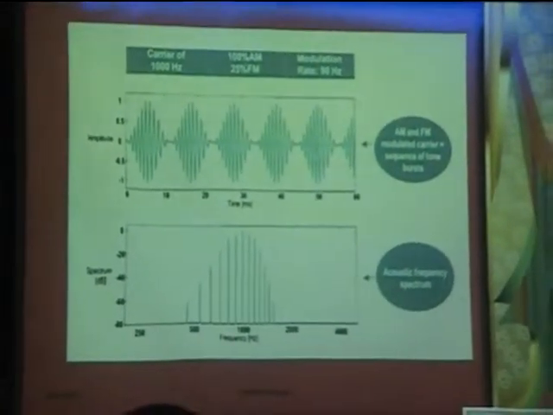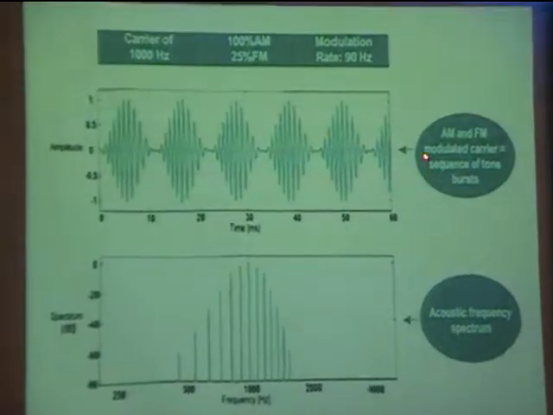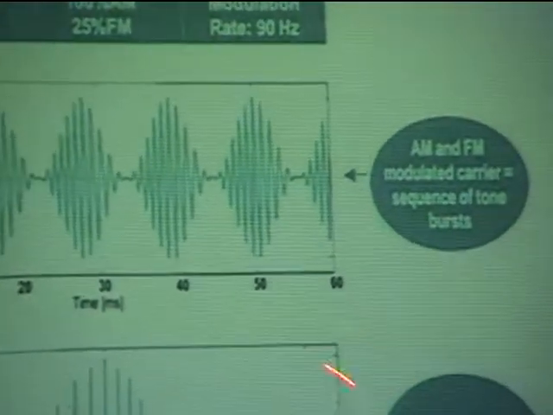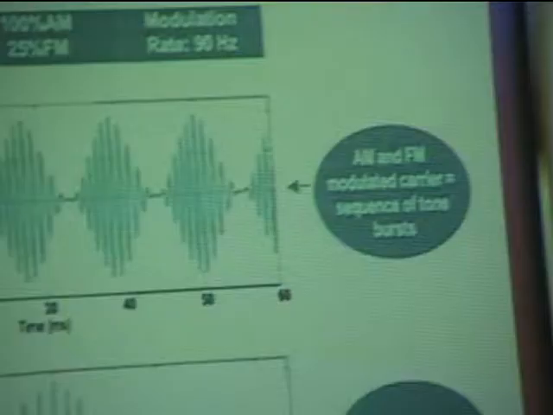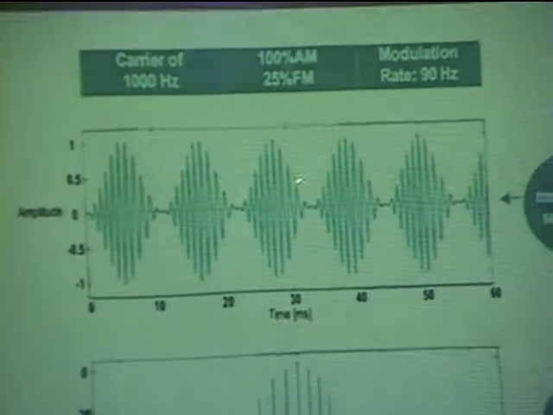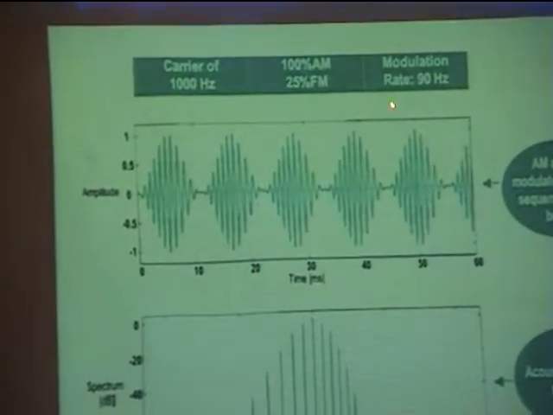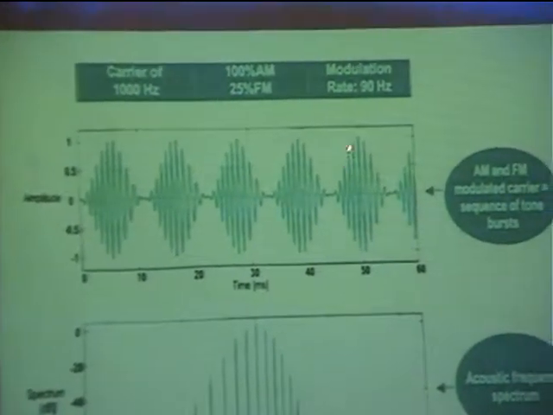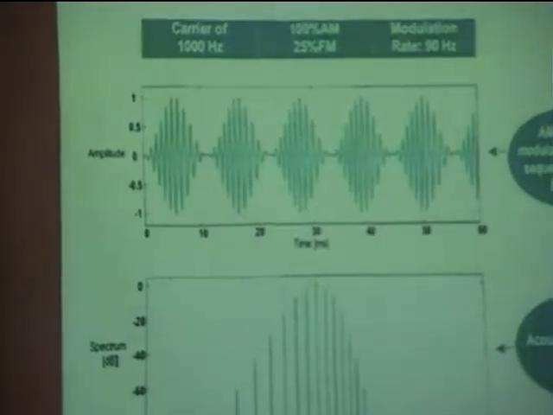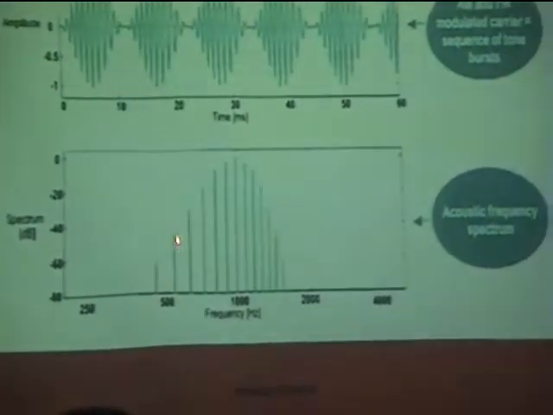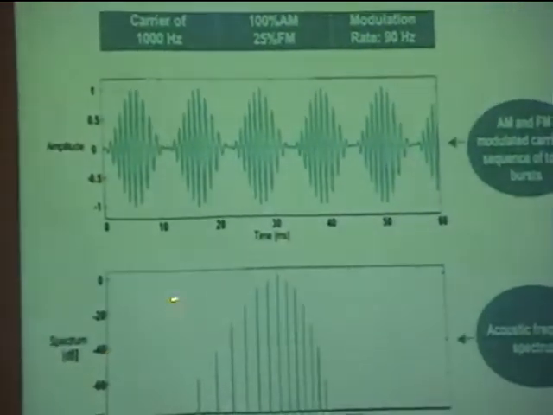This is the typical AM and FM. Here both AM as well as FM have been used. This is a periodic stimulus. The carrier is a tone of 1000 Hz which has been modulated at the rate of 90 Hz. It's a high repetition rate. Okay. And the energy is something like this in the stimulus itself.